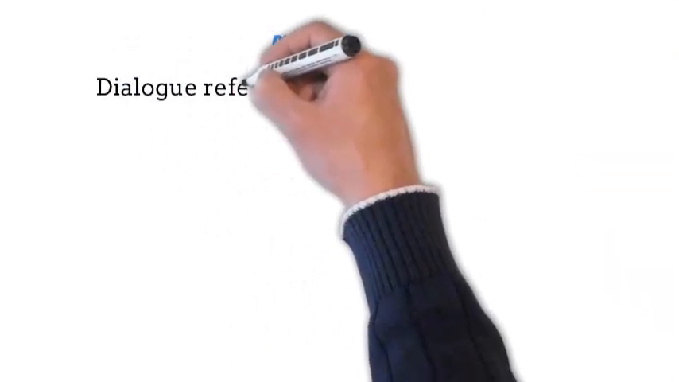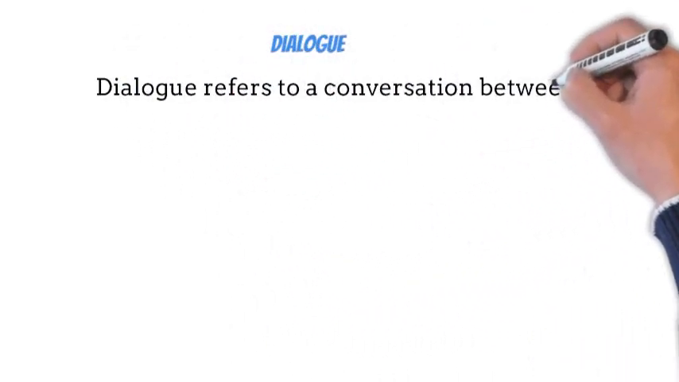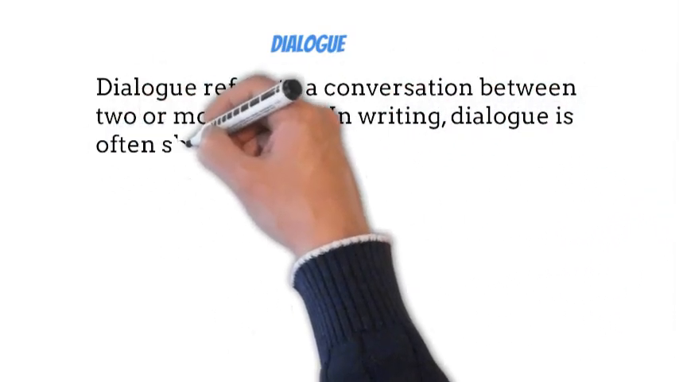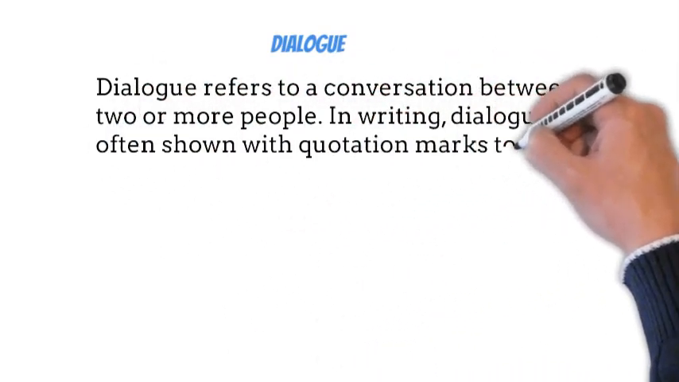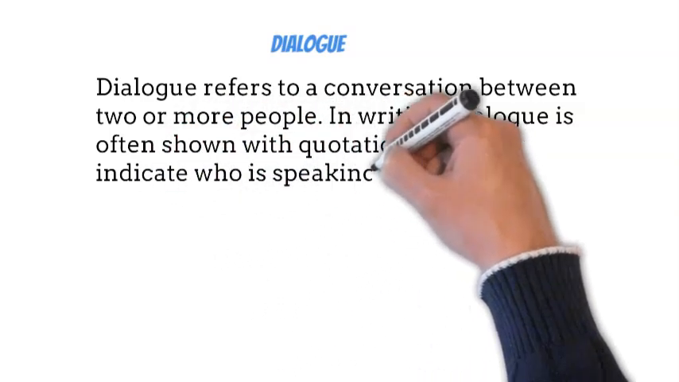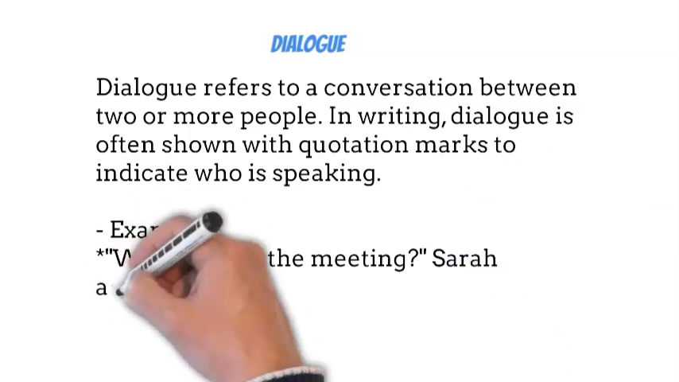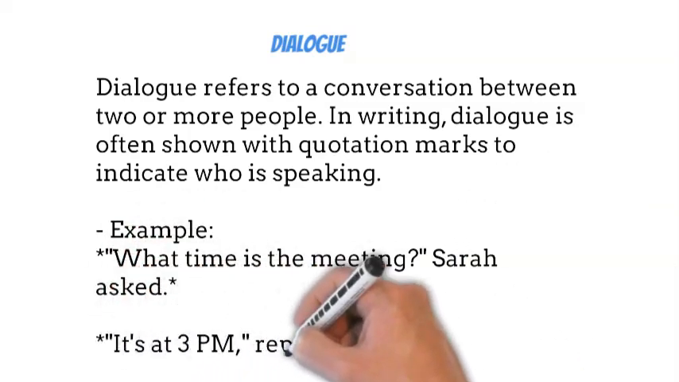Dialogue. Dialogue refers to a conversation between two or more people. In writing, dialogue is often shown with quotation marks to indicate who is speaking. Example, "What time is the meeting?" Sarah asked. "It's at 3 p.m.," replied John.